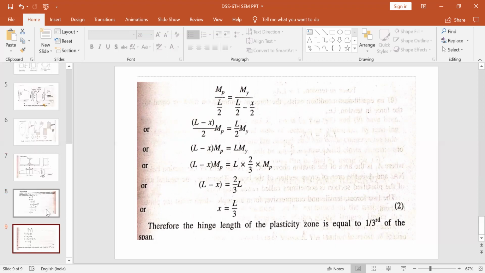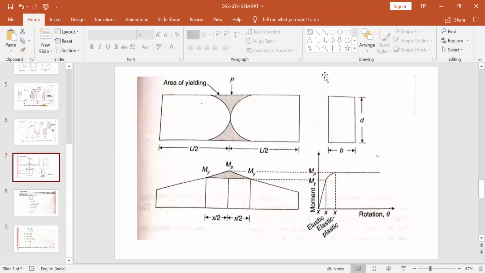So the length of the plastic hinge for a rectangular section having a concentrated load at the center will be X, which is L by 3. So the plastic hinge will be at the middle third. If you divide the beam into 3 equal parts, the center third part will be the part where the plastic hinge will be fully developed because of development of plastic moment. Okay, so this is how it is done.